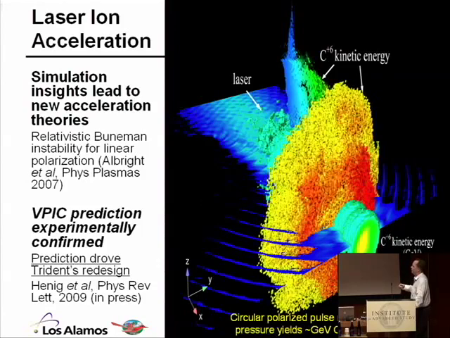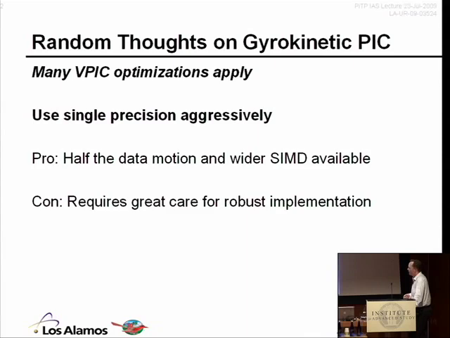You can develop new theories. One such example would be if you have linear polarized light, you can get a relativistic Bunemann instability that can give you this extra acceleration. But the more interesting thing is that this prediction drove a redesign of the Trident Laser Facility in order to be able to measure this effect and see if it actually occurred, and this prediction was actually confirmed, and this is now in press at PRL, and should be out very shortly. And here's just a nice picture of circular polarized, which has a slightly different mechanism for doing the extra acceleration on the breakout.